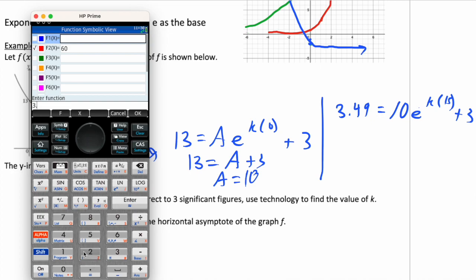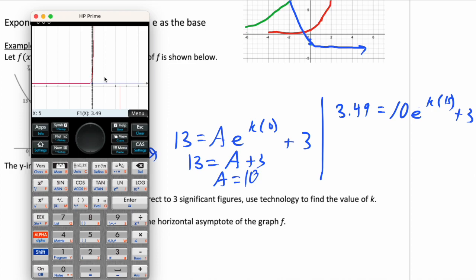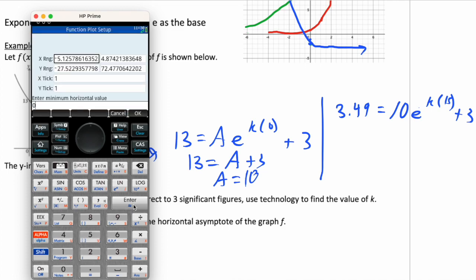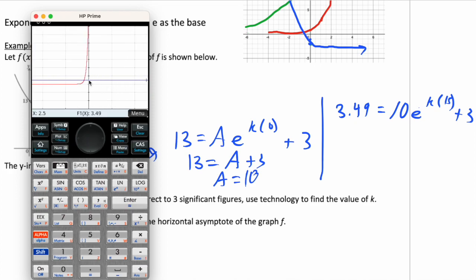So let's graph 3.49 and 10 times e to the power of 15 times x, using x instead of k. If we graph that and get the point of intersection, we can find k. The point of intersection is over here somewhere. We can't see it all that well. Let's do shift plot. Okay, I don't know, 0 and 5 maybe. Actually, it might even be a negative number. Let's see if I can see it if I change the window to this. And that is negative, it's over here.